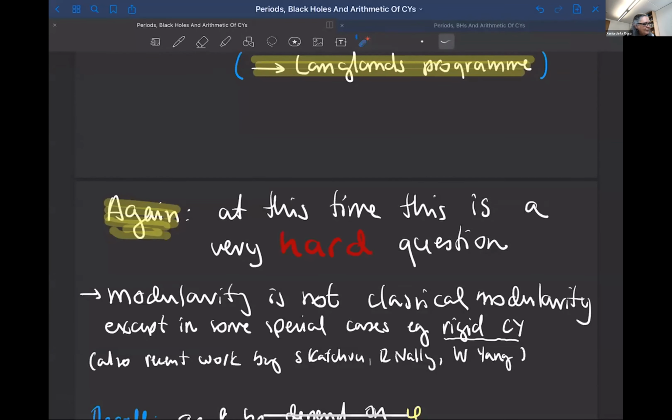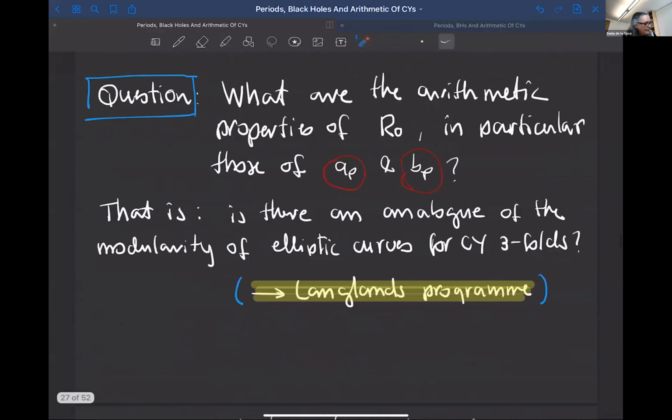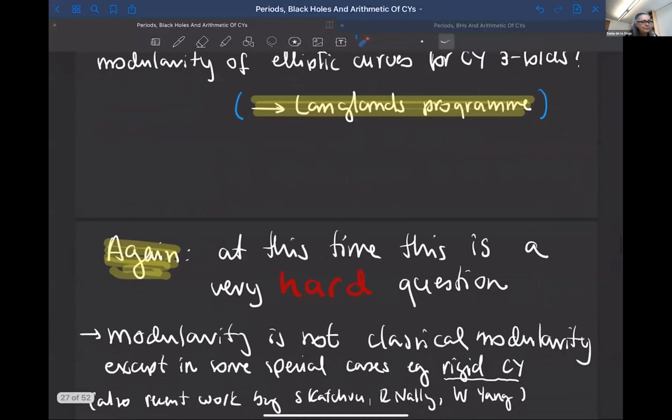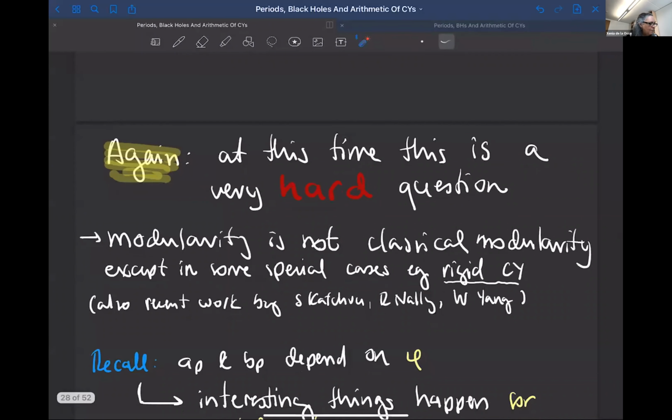When I say modularity here, it's an analog modularity. It is not the classical modularity that we're talking about. It's a much more complicated notion that becomes classical except in special cases, like rigid Calabi-Yau manifolds. By rigid I mean Calabi-Yau manifolds where h^{2,1} is 0, so the complex structure is rigid.